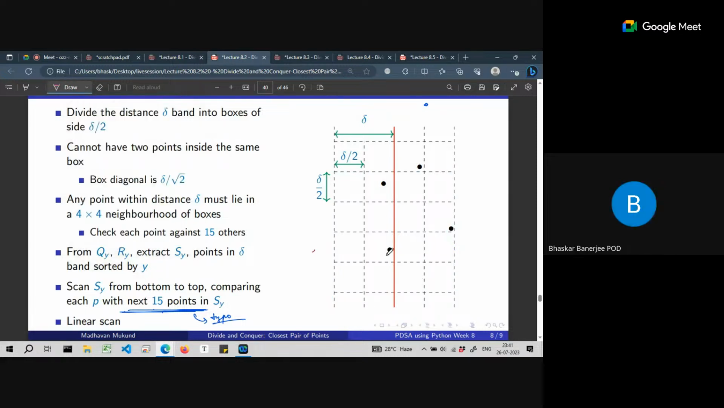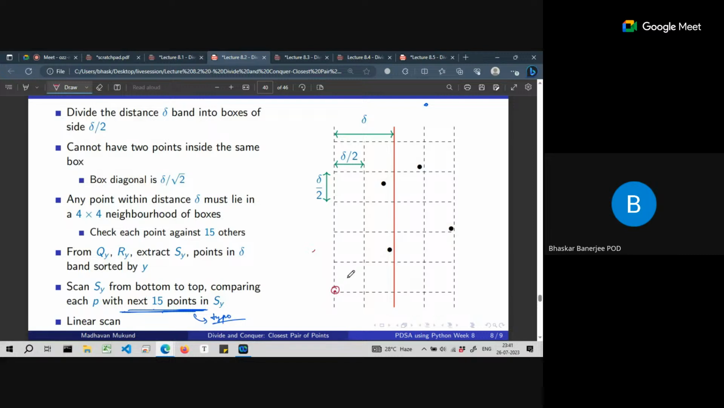Where do you mean the point is located? Which point? The first square, the lowermost square, the left lowermost square. Okay, just above that. Okay, suppose it is located here, in the border of that. Then the point can be located there. If it is less than delta, it will be located.